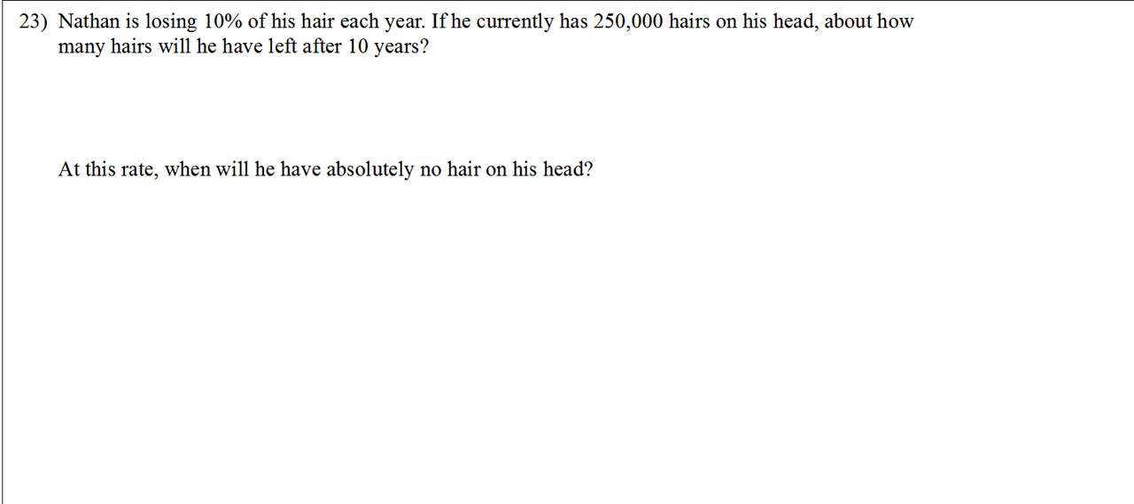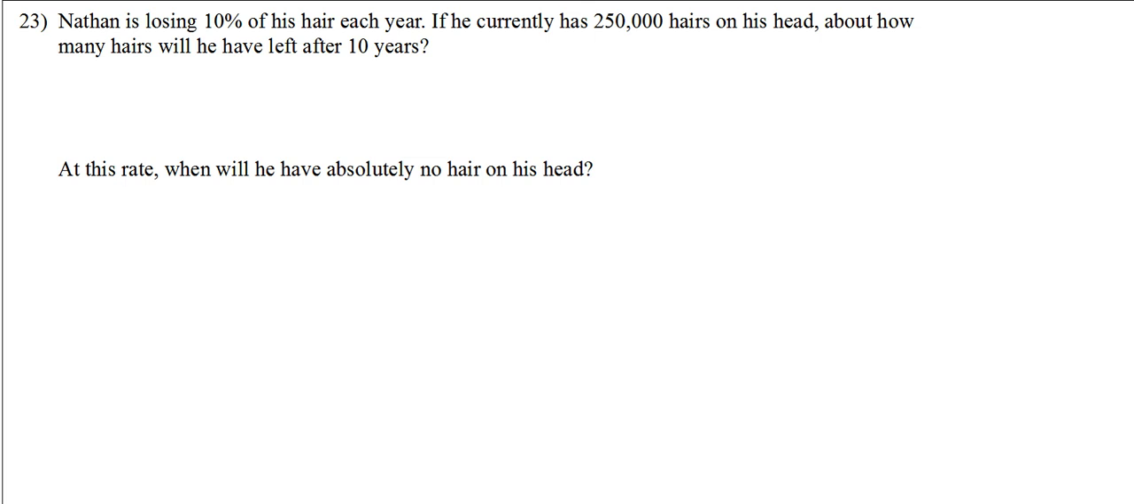Number 23, we got a nice question here about hair loss. Nathan's losing 10% of his hair each year. So at the very end of the year, boom, 10% just falls out on the floor. It's probably a very stressful time. It would probably make more sense if we were talking about compounded continuously. But he's losing 10% of his hair each year.